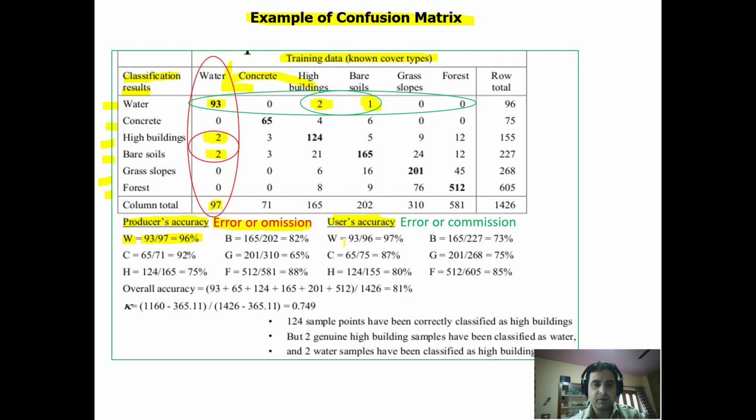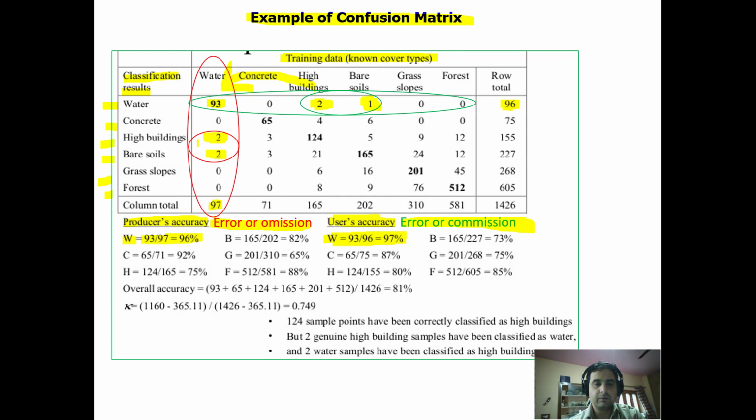So you can say the user's accuracy for water: the row total is 96, so out of 96, 93 have been classified correctly. Meaning 93 upon 96 is equal to 97%, which is the user's accuracy for water. Likewise, we can have user's accuracy for any other class. This user's accuracy is also known as error of commission. We have committed an error here. And in case of producer's accuracy, we have an error of omission.